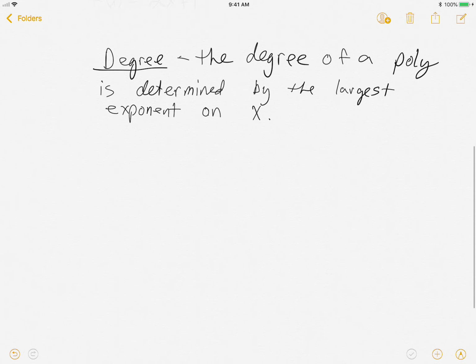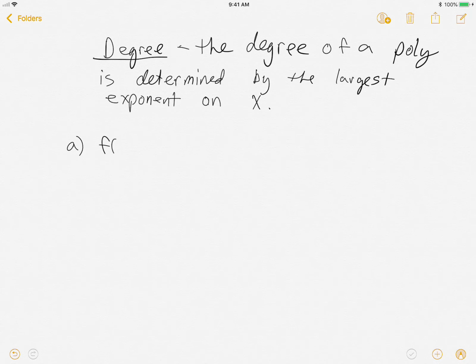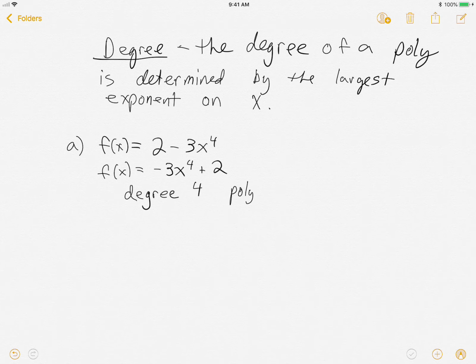Okay, for instance, let's say I have f of x equals 2 minus 3x to the fourth. Is that a polynomial, and what's its degree? It is not in standard form, so if we rewrite it in standard form with the highest power first and descending, you can see that it is a polynomial and it's degree 4. You could say 4th degree, same thing.